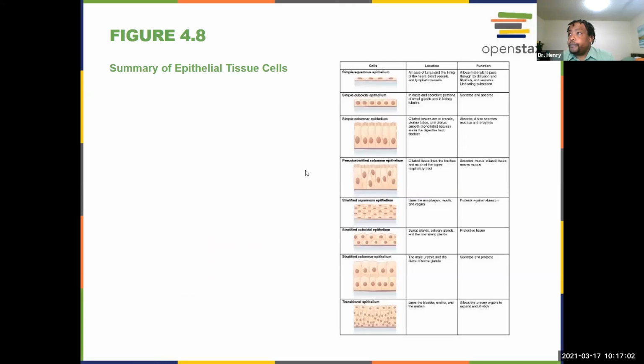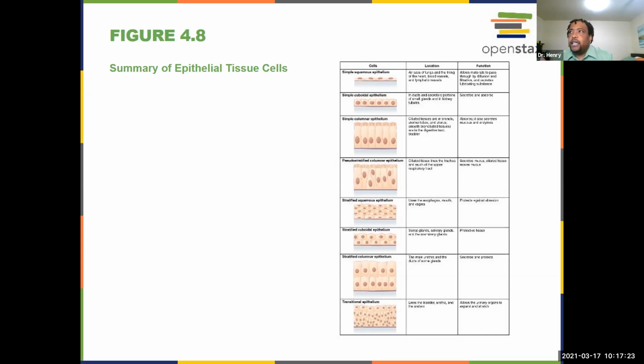Okay. This is not the best image, so I'm going to do a better job at getting some better images for you so you guys can see. This is going to give you locations where you can find these various tissues, and you guys need to know this because it plays a part in function.